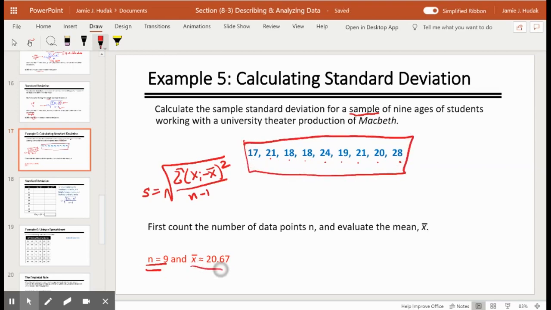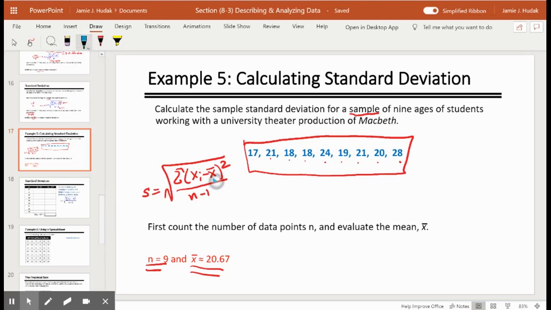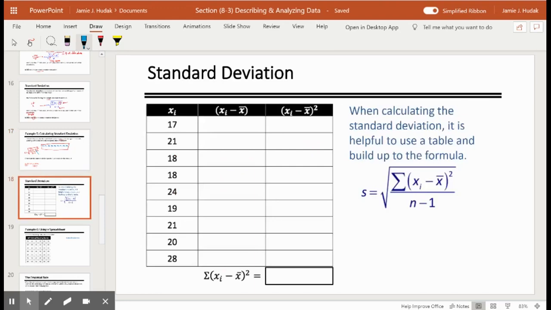And we can calculate the average. I've done that down here already just to save us some work. And that x bar is going to go into our formula right over here. So that's where the 20.67 needs to go. So just to recall, n is equal to 9, x bar is equal to 20.67. And here we can calculate each of these.